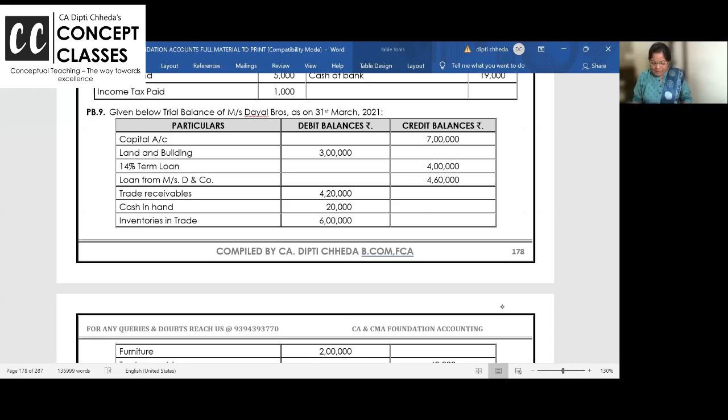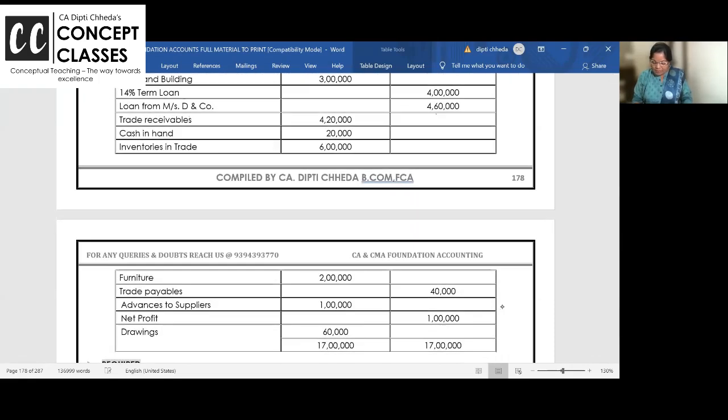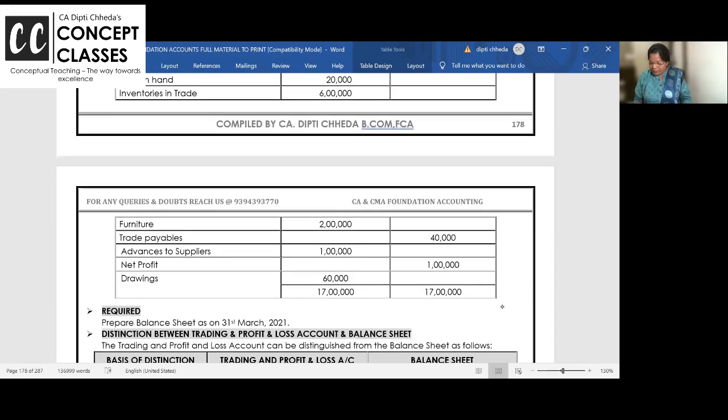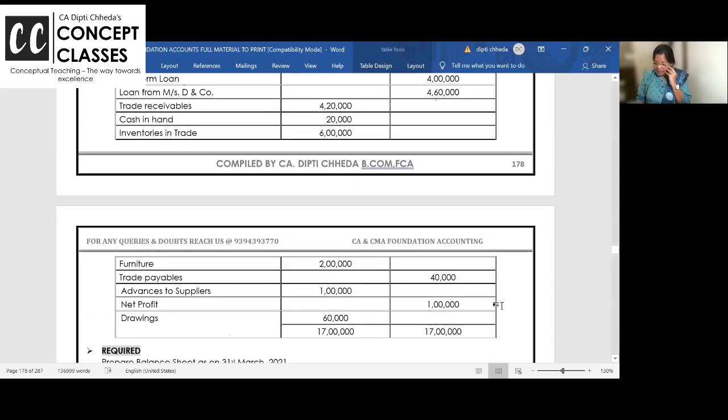Capital will come on the liability side, land and building are assets, loan on the liability side, loan from this on the liability side, receivables, cash, stock, all these are assets. But bifurcate and write in the form of fixed assets and current assets. Furniture is an asset, trade payables will come in liabilities, advances to suppliers debit, net profit credit, drawings debit, which will be minus from capital, and net profit is already given, you have to just add it in the capital. Right?